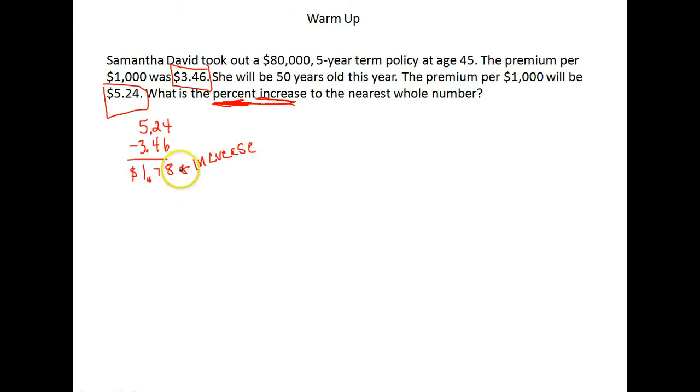The base increased by $1.78. If we want the percent of increase, what you do is take the increase and you divide it by the original amount. Make sure it's the original and not the new amount. So we increase by $1.78 for our base, and we divide that by the original, which was $3.46.